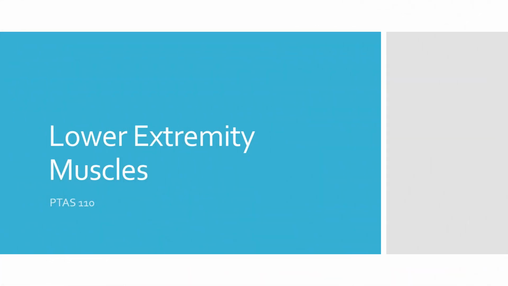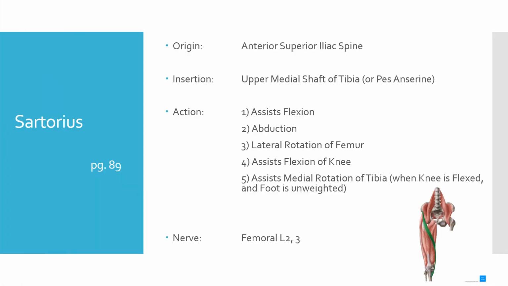Lower extremity muscles. Sartorius. The origin is the anterior superior iliac spine, ASIS. The insertion is the upper medial shaft of the tibia, or pes anserine.